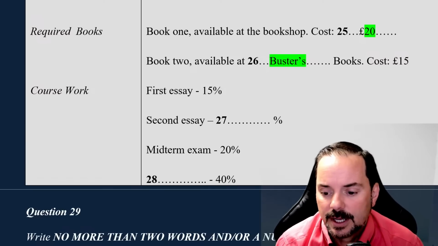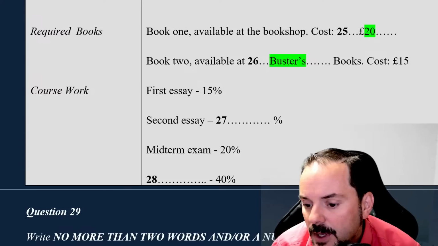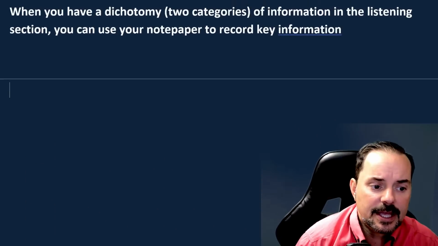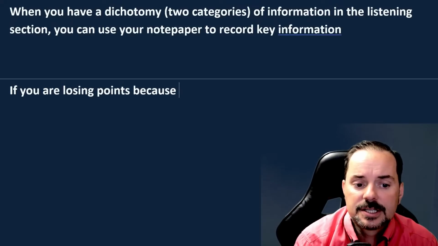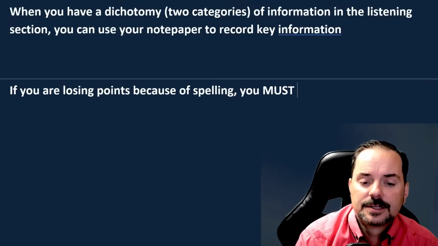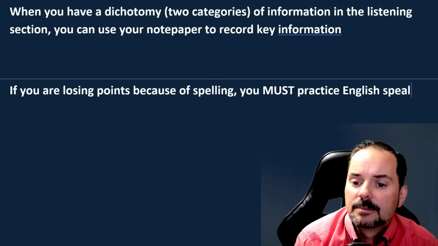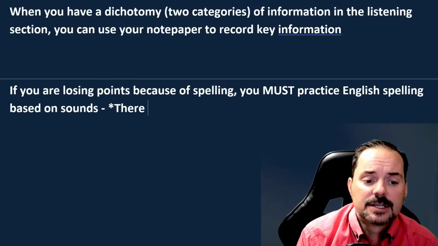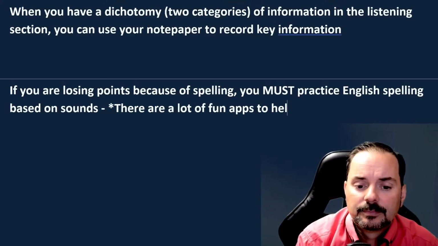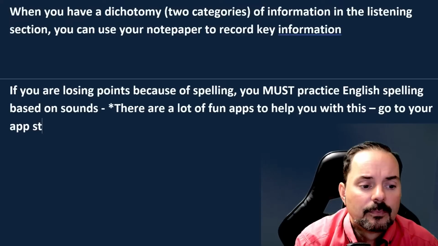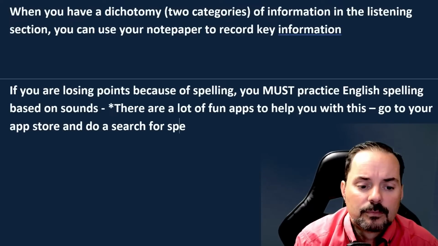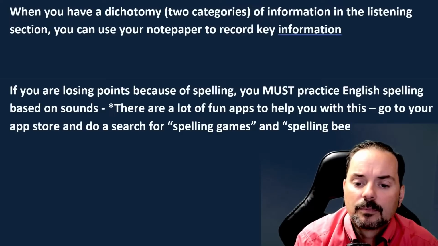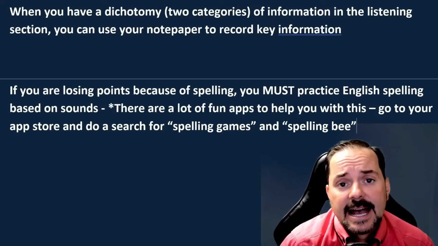So Buster's books, right? So David says, OMG, I lost 2 scores due to spelling. Okay, so David, what you need to do then, and it's a good point to digress on, is this: if you are losing points because of spelling, you must practice English spelling based on sounds. There are so many great and fun apps for this. Okay, it's a great tool to add to your practice.